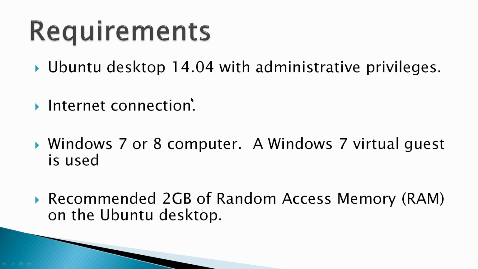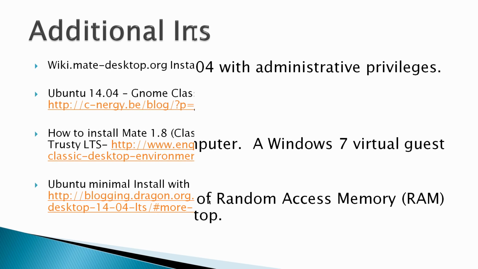Requirements: an Ubuntu desktop 14.04 with administrative privileges, an internet connection. A Windows 7 virtual guest is used, but it'll work with a Windows 8 computer. And I recommend 2 gigabytes of random access memory on the Ubuntu desktop. Now I'm using virtual machines, and I'm finding that even with 2 gigabytes of RAM, my Ubuntu desktop is slow.